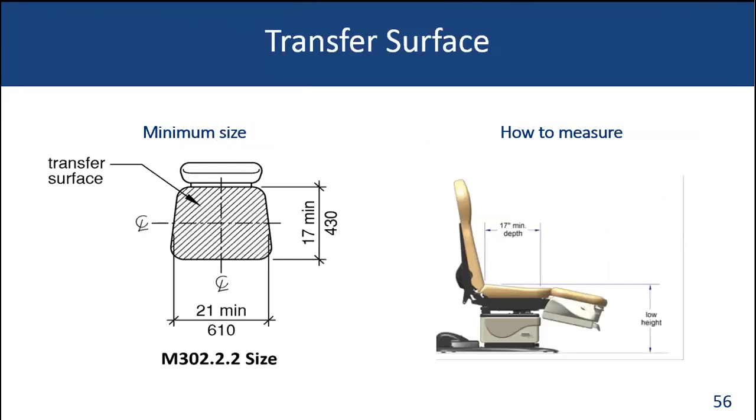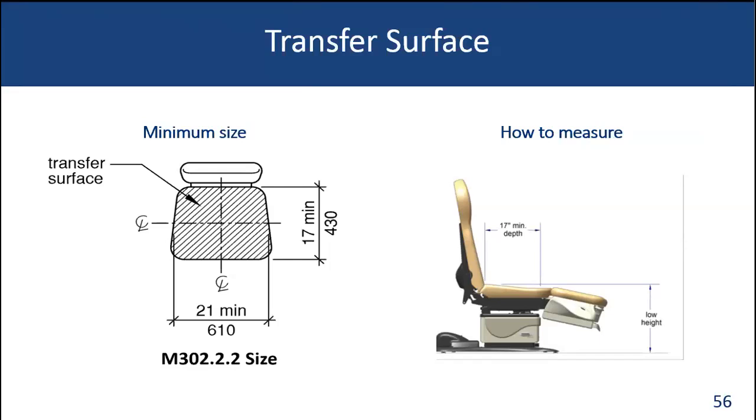The transfer surface size is also permitted to be a little smaller. Transfer surfaces are measured from the center lines, just like M301, but they are permitted to be 21 inches wide minimum and 17 inches deep minimum. The advantage of measuring from center lines is further illustrated in this diagram, as you can clearly see the examination chair is tapered, with the rear much narrower than the front.